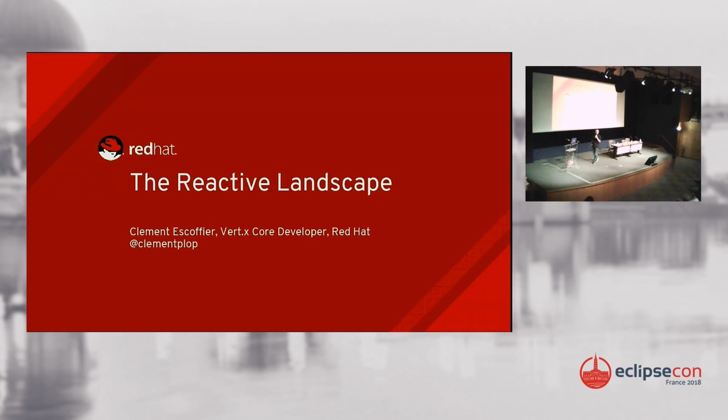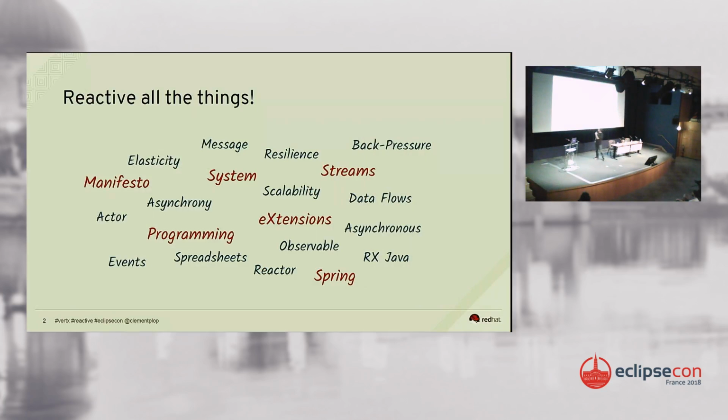Because in the last few years, almost everything and his dog became suddenly reactive. It started with reactive manifestos that defined reactive systems. Then we had reactive Spring, reactive programming, reactive extensions, reactive streams, and all those reactive terms have been associated with different concepts such as message, resilience, scalability, data flow, spreadsheets, events, actors, and so on. So that's a lot of reactive.